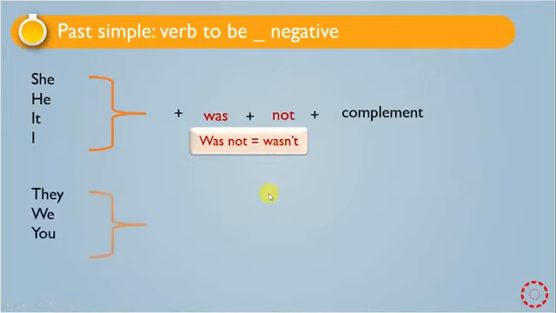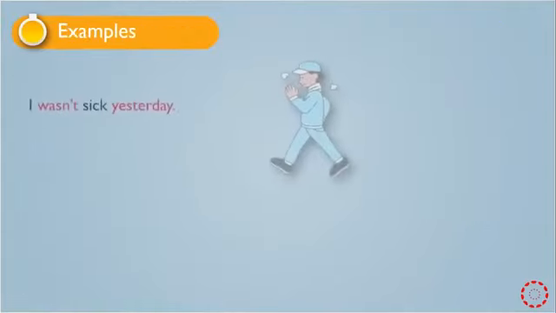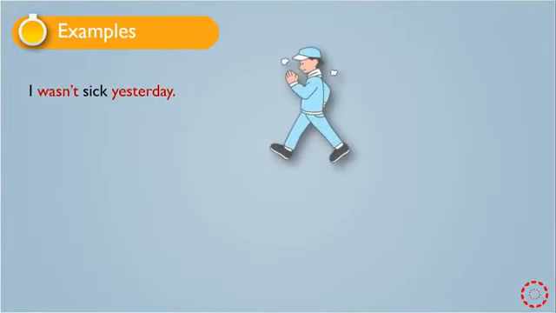The subject is they, we, or you, plus were, plus not, plus complement. And we can say weren't. Instead of were not, we can say weren't. This is the negative form of past simple with verb to be. Let's see examples. I wasn't sick yesterday. Wasn't is the past verb, and this is the negative form of the verb.